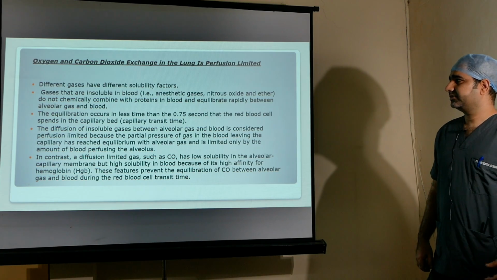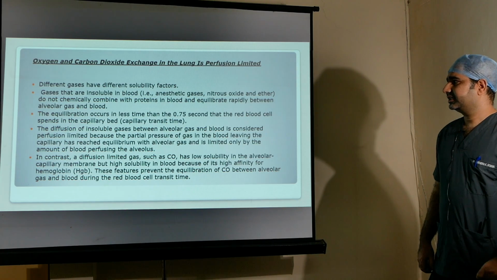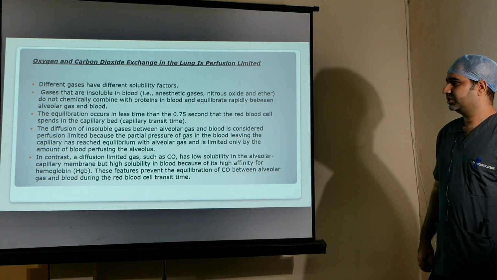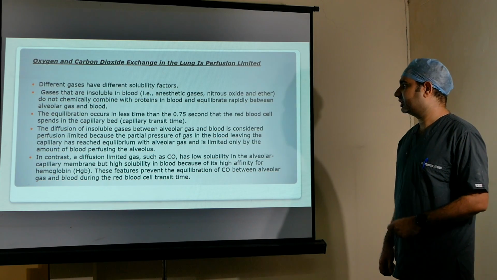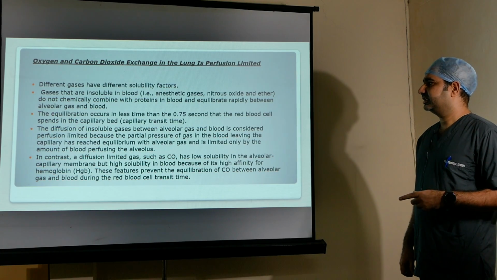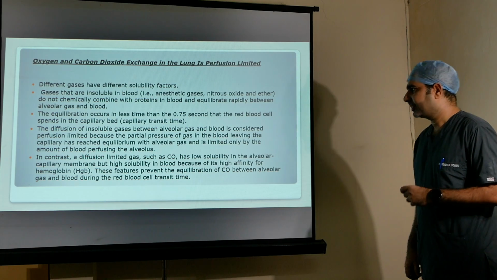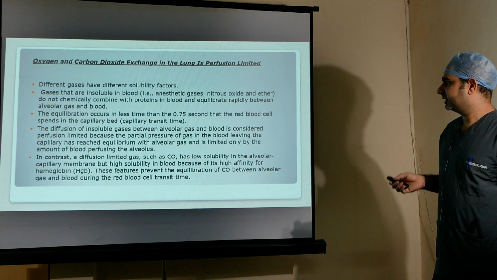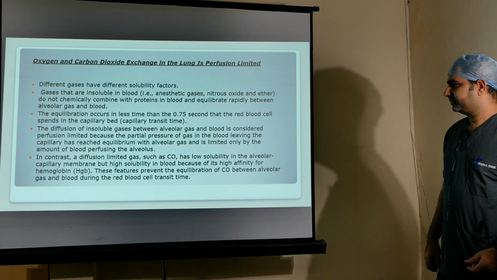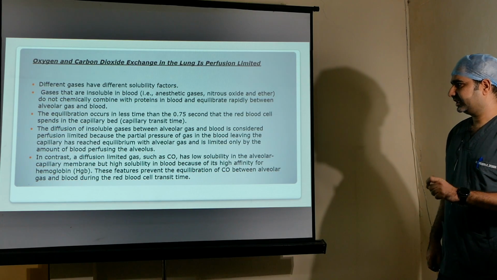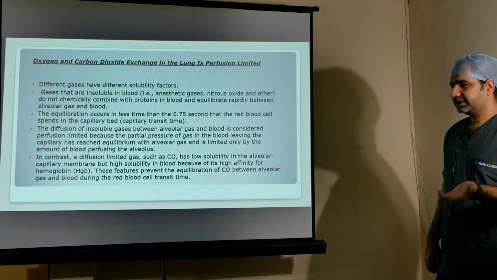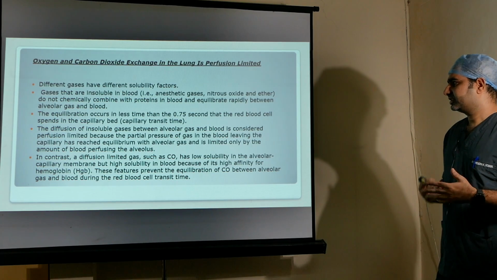Now, different gases have different solubility factors. Gases that are insoluble in blood, like the anesthetic gases nitrous oxide and ether, do not chemically combine with the protein in the blood and equilibrate rapidly between the alveolar gas and the blood. This equilibration occurs in less than 0.75 second, the time the red blood cells spend in the capillary bed, meaning the capillary transit time. It means the diffusion of insoluble gases between the alveolar gas and the blood is considered perfusion limited because the partial pressure of gas in the blood leaving the capillary has reached equilibrium very fast.